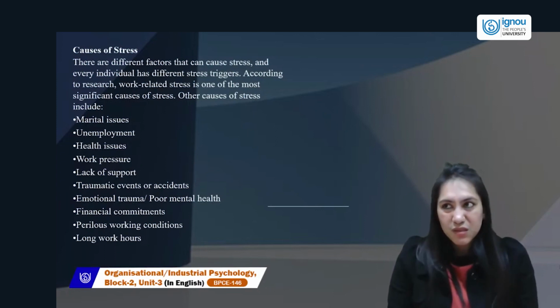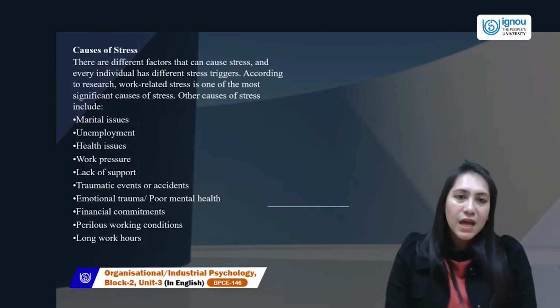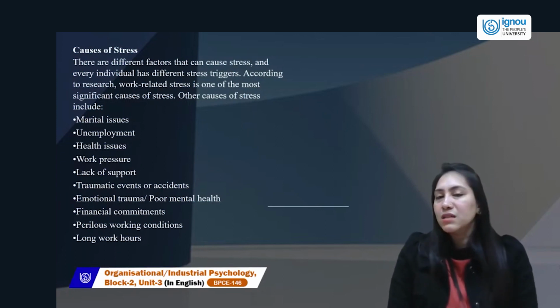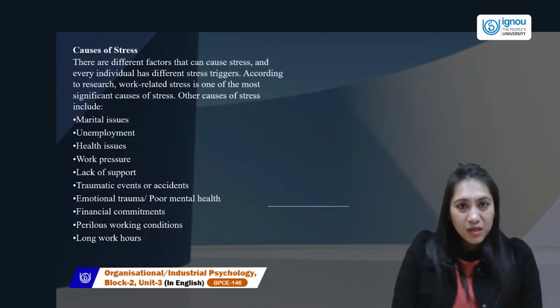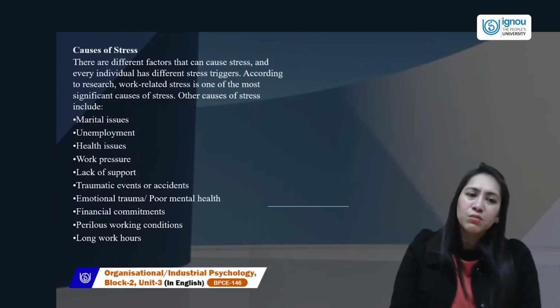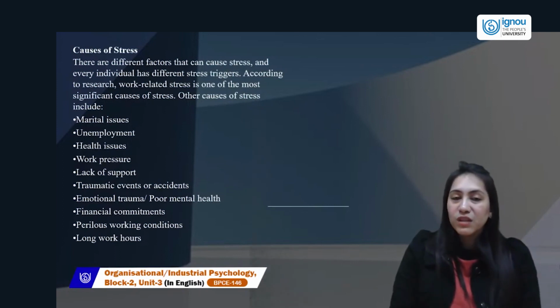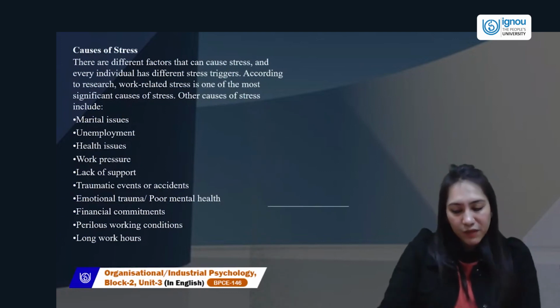Perilous work conditions, which are miserable work conditions, and long working hours. Long working hours take a toll on everybody. Working from 9 to 5 and then having an additional 2 hours of commute going back home, just for 11 hours just to stay, it could be horrible. It could be really, really taxing on an individual's body, mind, and obviously their cognitive functioning.